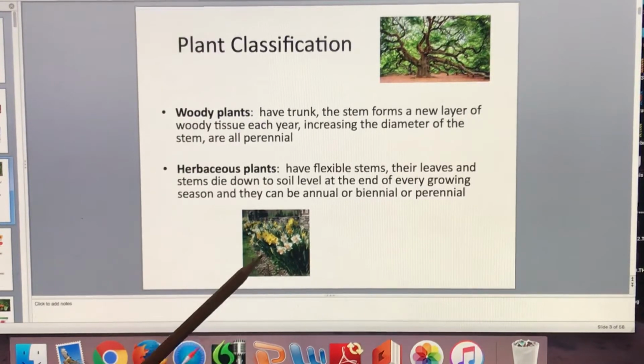So a very typical example of a herbaceous plant would be daffodils, which thrive during the spring and part of the summer, and then they die. And they have to grow from their bulb fresh each spring.